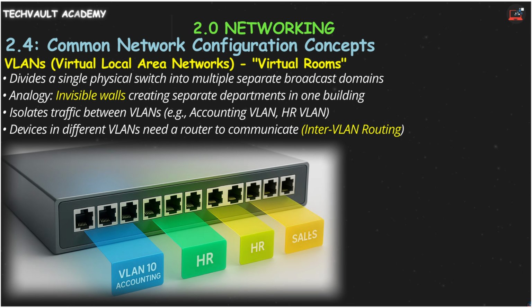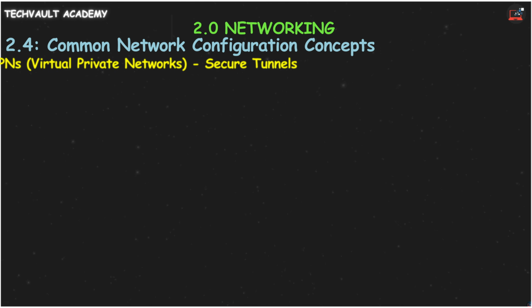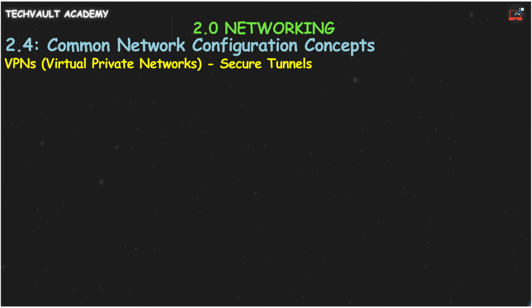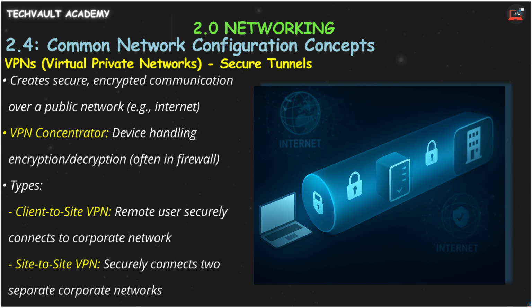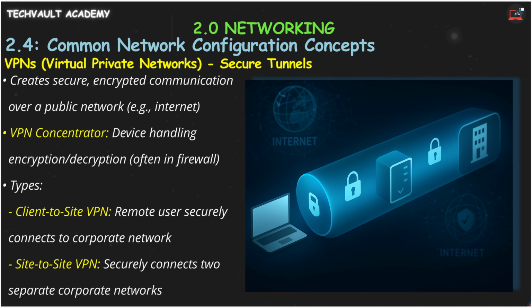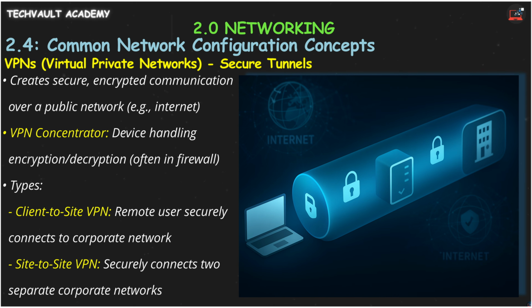Finally, for secure communication over public networks, we use VPNs, Virtual Private Networks. A VPN creates a secure encrypted tunnel for your data, like sending a secret message through a busy public square. A VPN concentrator, often part of a firewall, is the locksmith at each end, encrypting and decrypting the data.